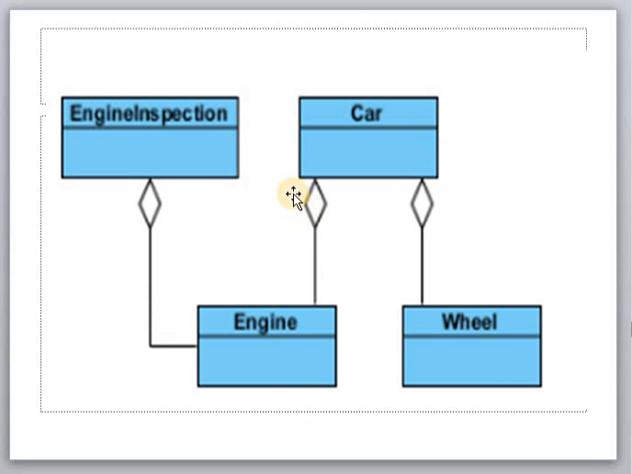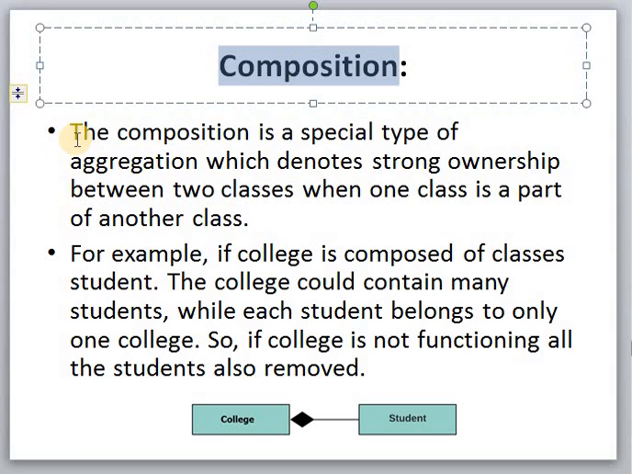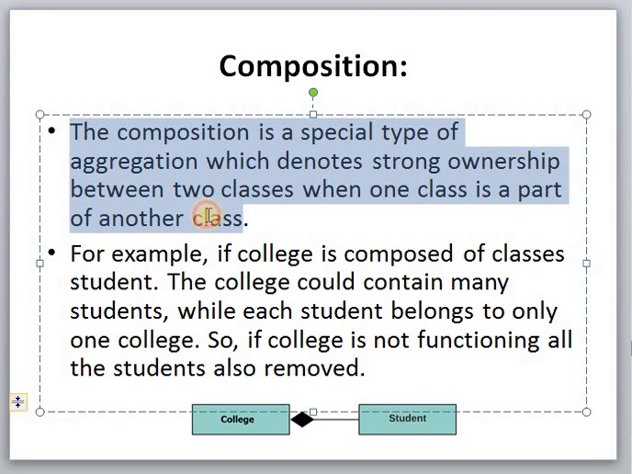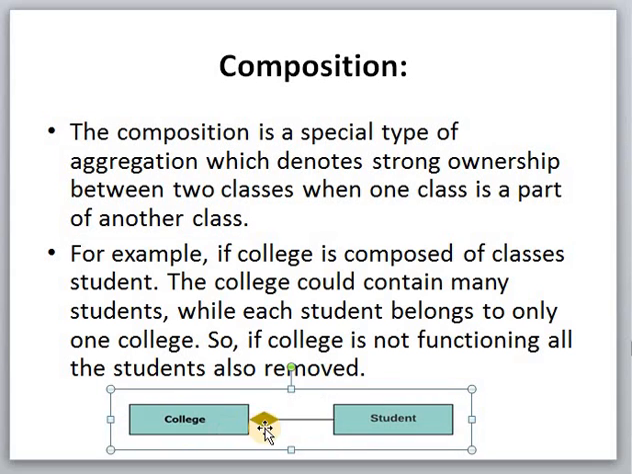the whole part, which is called the car. Similarly, in the composition relationship, the composition is a special type of aggregation, which denotes the strong ownership between the two classes, when one class is a part of another class. So, in order to model the composition relationship between the two classes, we can use this filled diamond symbol, and its direction will be towards the whole side of this relationship.